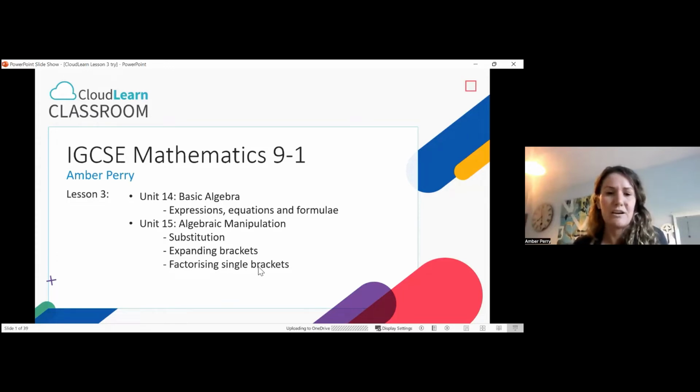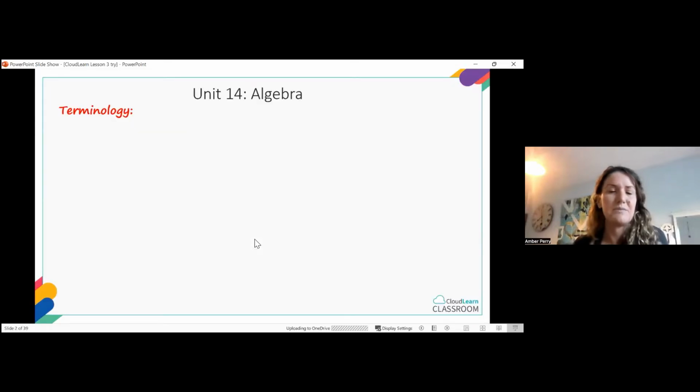So we're working on units 14 and 15. This is for higher and foundation tier papers. So let's get straight on with it. So unit 14, algebra, I just want to take you through some of the terminology.